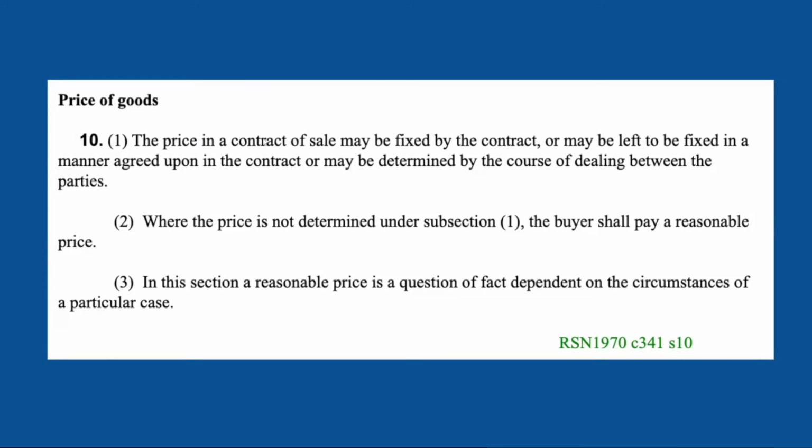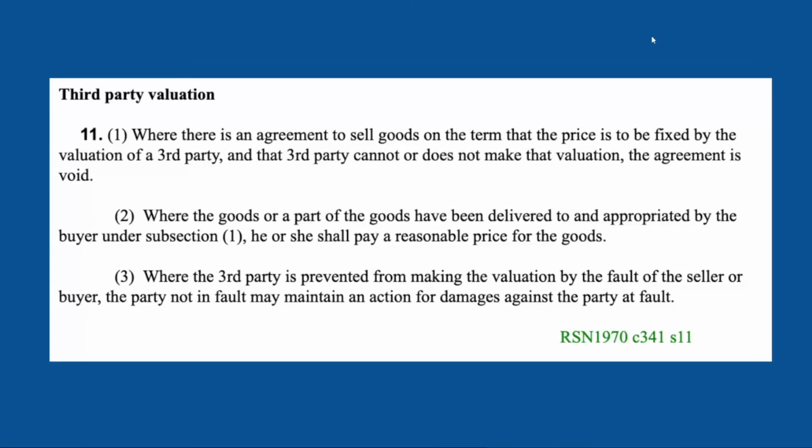The price in a contract of sale may be fixed by the contract, or may be left to be fixed in a manner agreed upon in the contract. So, for example, $10 a pound if we're selling items by weight. If there's no specific price laid out, it has to be a reasonable price. And in this section, a reasonable price is a question of fact depending on circumstances. There could be third-party valuation in order to determine the price. Okay, I'm going to get my car appraised, and the price will be whatever the appraisal says, that sort of thing.